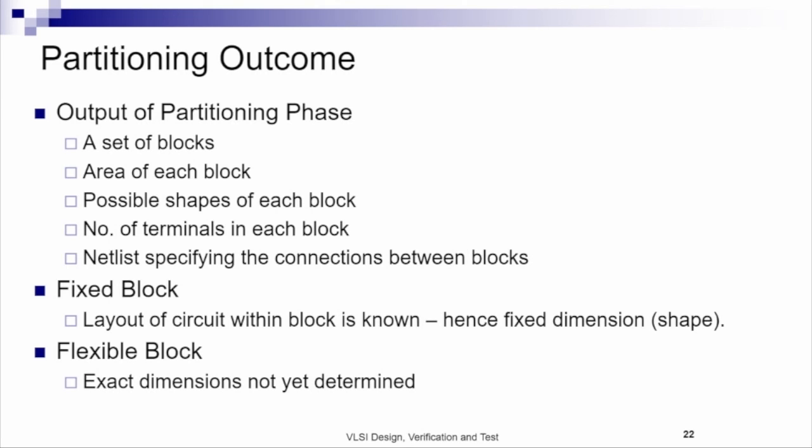And we consider two types of blocks here. A fixed block: the layout of a circuit within a block is known, hence fixed dimension. If the complete layout of the circuit within a block is known, it is pre-designed, then the block is fixed or rigid. And a flexible block, where the exact dimensions are not yet determined. We have an estimate of the area, but the exact dimensions have not yet been determined, and hence their aspect ratios and sizes can be changed within a given bound.